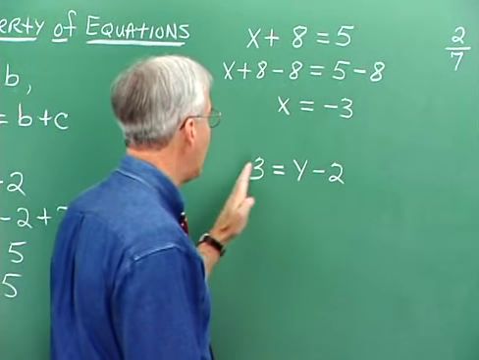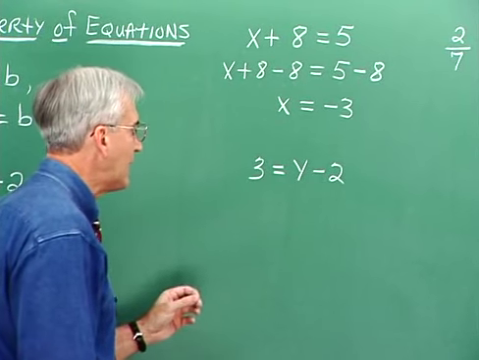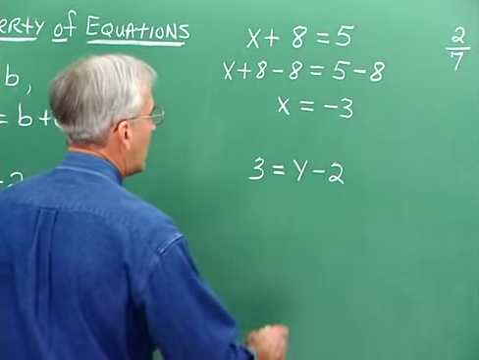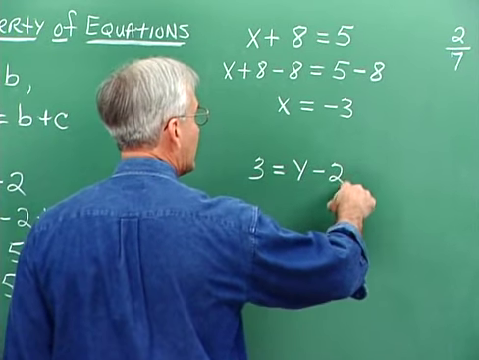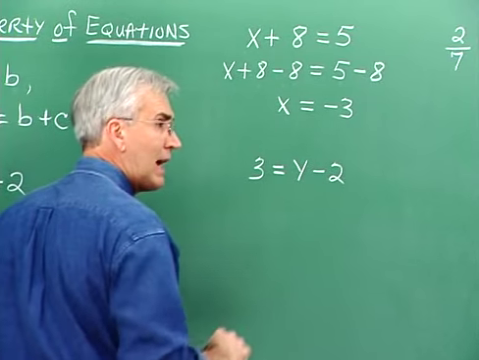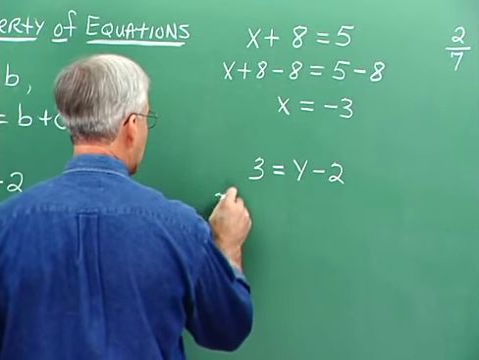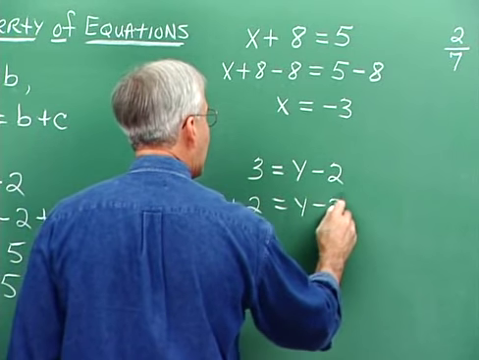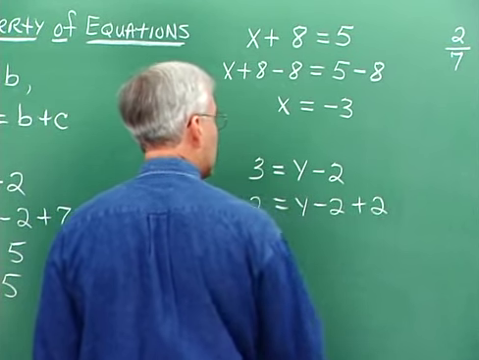In this one, the letter is on the right side, but that doesn't make any difference. We're isolating on either side of the equal sign, so we're going to eliminate this minus 2 on the right side, and we do that by adding 2 on both sides. So we would write 3 plus 2 on the left, and then y minus 2 plus 2 on the right.